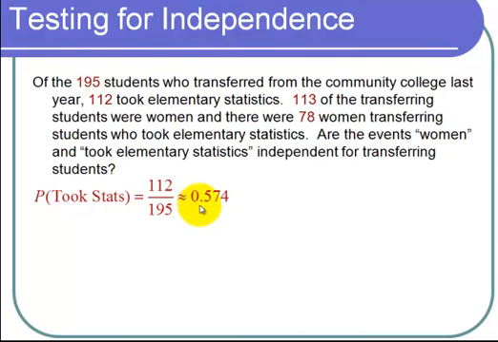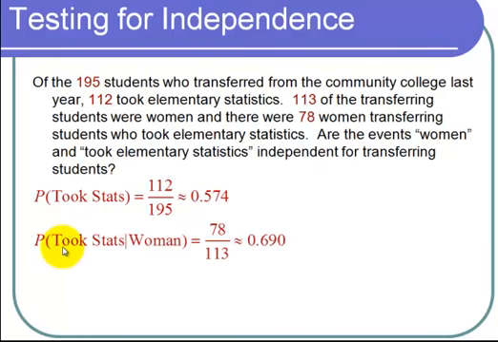I got about 0.574. On the other hand, if we look at the probability that somebody took elementary statistics, given that the person is a woman, so now we're restricting our population to only women because we know that person is a woman. Well, we know that there were 113 women who were these transfer students. So that's the denominator.